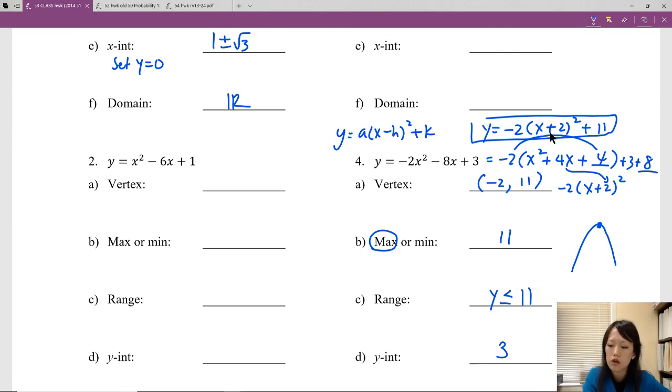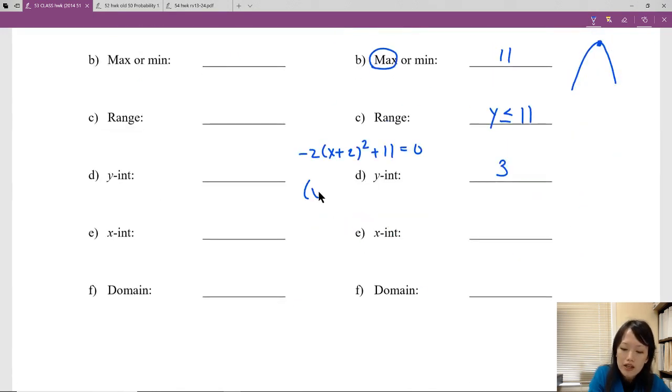Go to the factored form. So for the next one, you would say, I want to do -2 times (x plus 2)² plus 11, whole thing equal to 0, since we're doing the x-intercept now. Just do the square root property. So this will be (x plus 2) squared is 11 over 2.